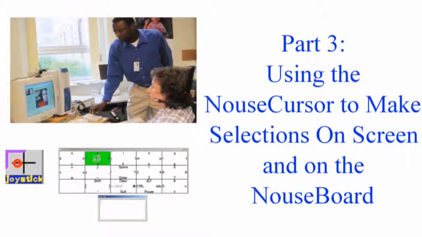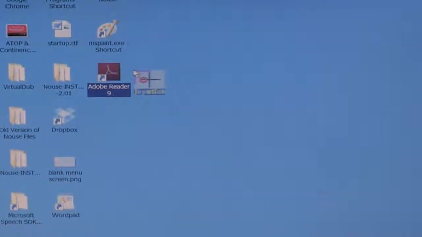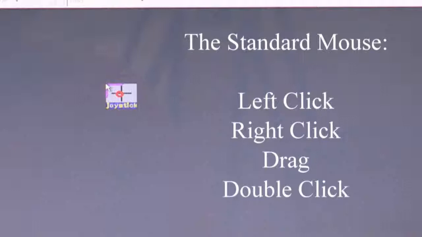Part 3. Use the Nouse cursor to make selections on screen and on the Nouse board. Now let's take a look at how we can use Nouse to click and select things on screen. Nouse allows the user to reproduce the clicks of a standard computer mouse. The standard mouse has a left click, right click, drag, and double click.